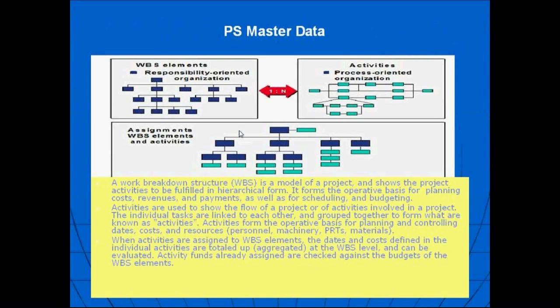So the WBS structure is a model of the project and shows the project activities to be fulfilled in hierarchical form. It forms the operative basis for planning, costing, revenue, payment. The activities are used to show the flow of the project. Suppose I have one WBS called electrical activity. Within electrical, there are so many activities that show the process flow of the electrical work in your project.